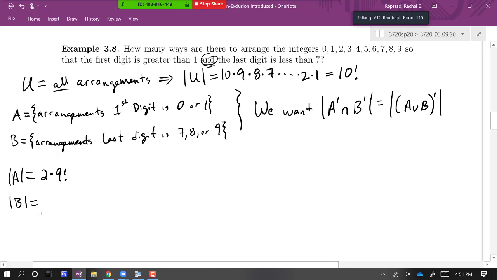To figure out the size of B, we want the arrangements where the last digit is 7, 8, or 9. We're in the habit of always picking the first digit first, because naturally, why wouldn't we? But why don't we go ahead and pick the last digit first, because that's where our restriction is. Take care of the restrictions first. How many choices do we have for that last digit? Yep. And then after that, the rest of the 9 digits can be anything. So 9 factorial.